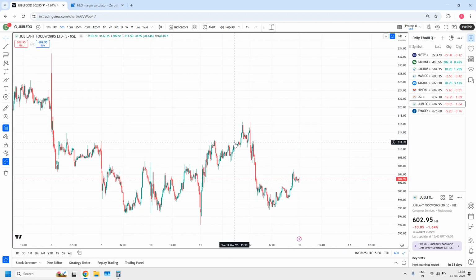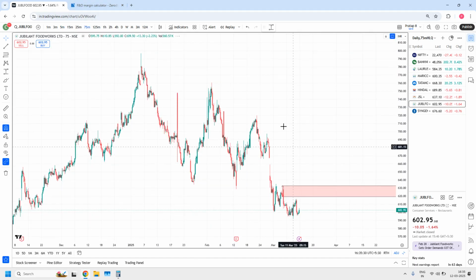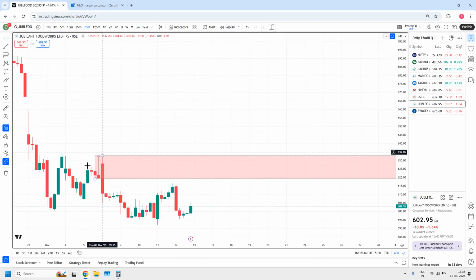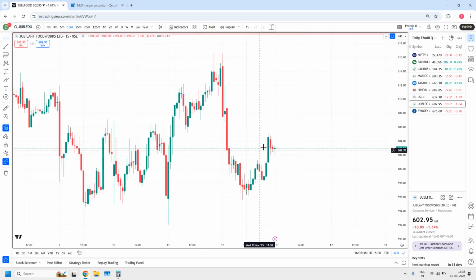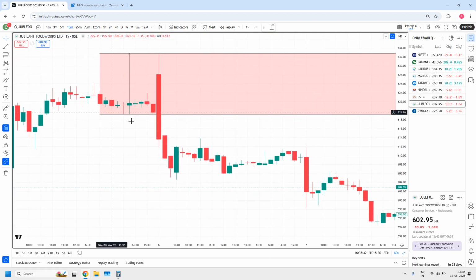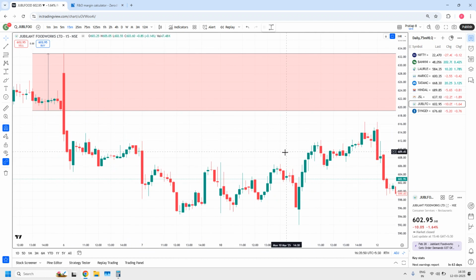Next one is Jubilant Food. Jubilant Food is a 75-minute zone. I am not convinced with the price structure inside the zone, so I didn't fine-tune. I don't have any interest. Why? Look into 15 minutes. You will also understand. See here, so many candles and a drop candle. Such kinds of zones will be violated.